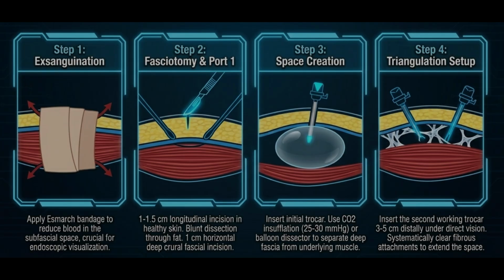incision in the healthy skin, blunt dissection through fat, and a 1 centimeter horizontal deep crural fascial incision is given. Step 3 is space creation. Insert the initial trocar used for carbon dioxide inflation to 25 to 30 mm of mercury, or balloon dissection to separate deep fascia from the underlying muscle. Step 4 is the triangulation setup. Insert the second working trocar 3 to 5 centimeters distally under direct vision. Systematically clear fibrous attachments to extend the space.